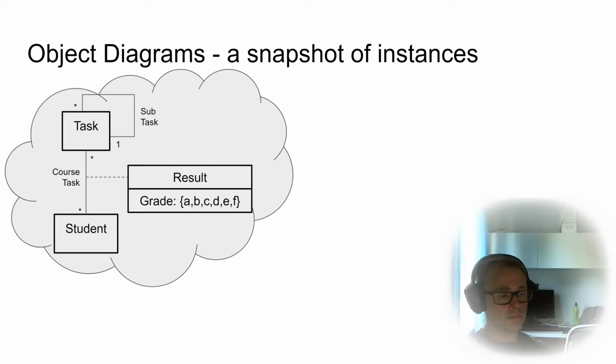So as a student, you do tasks, and you get the result on the task, and the result has a grade from A to F usually. And interestingly enough, a task can have subtasks, and this is a kind of recursive association. It looks quite easy in the class diagram, but it's a really powerful tool where you can build advanced hierarchies of objects.